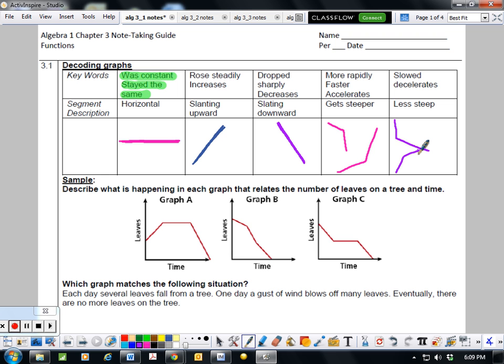So let's go ahead and take a look at what is happening in each graph. The graph relates the number of leaves on the tree and time. So when I'm looking at my first graph, the number of leaves are increasing. So we've got more leaves. And then it stays the same for a period of time. And then all of a sudden, the number of leaves drops. So less leaves.